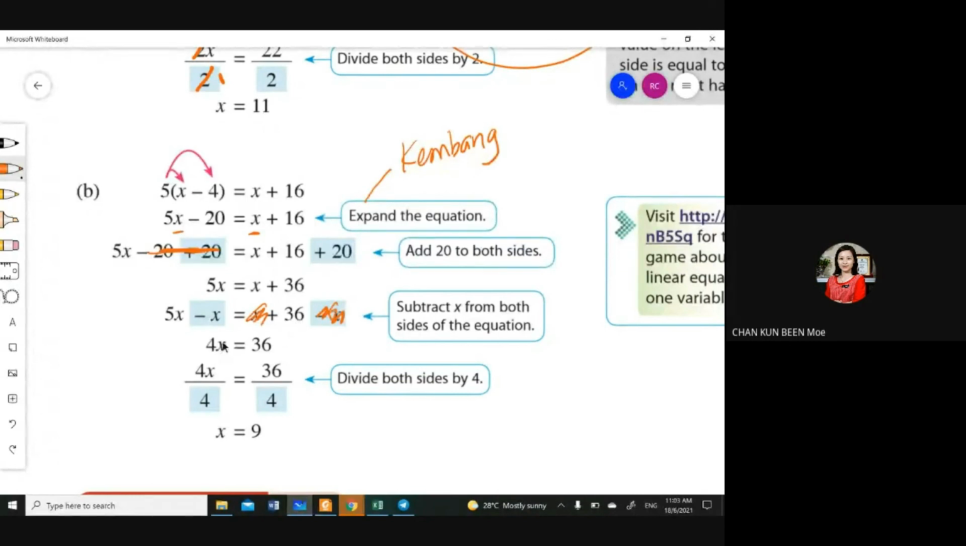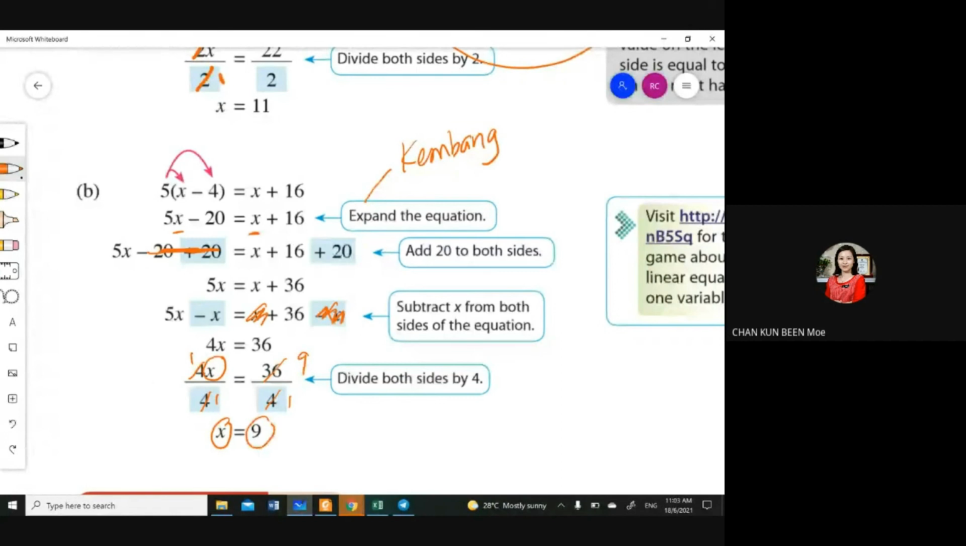Then to get the value of x, I'm going to eliminate the 4. To eliminate it, I'm going to divide by 4. So 4x divided by 4: 4 times 1 is 4, the remaining is x. And then the 36 is also divided by 4: 4 times 9 is 36. So we get the solution already, x is equal to 9.